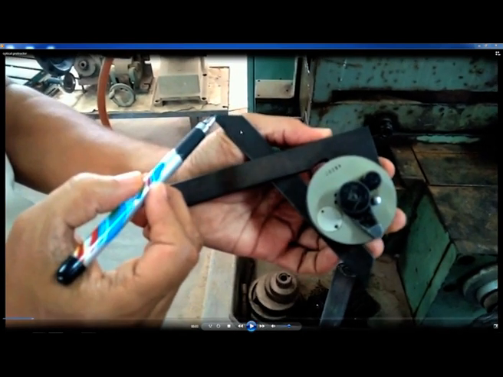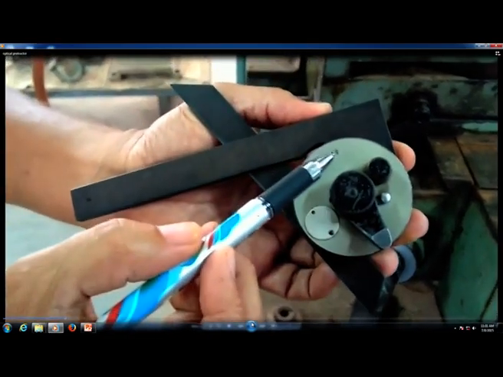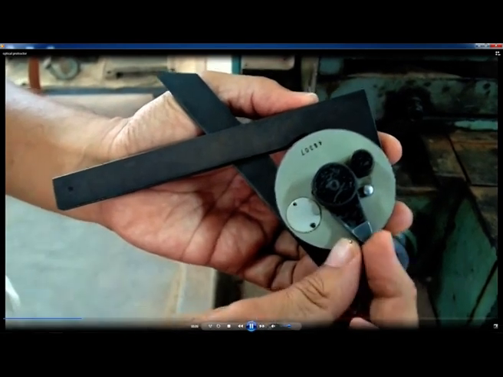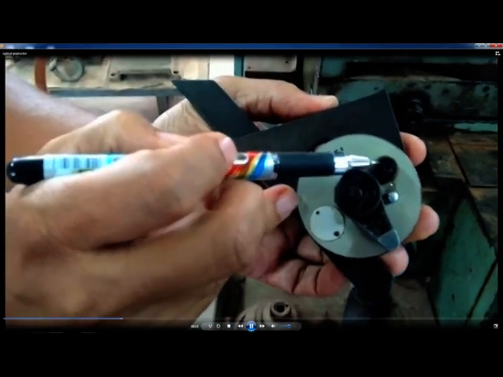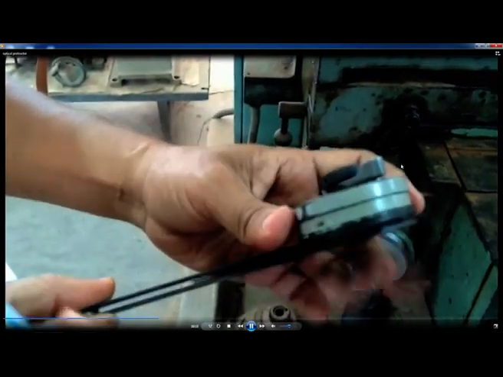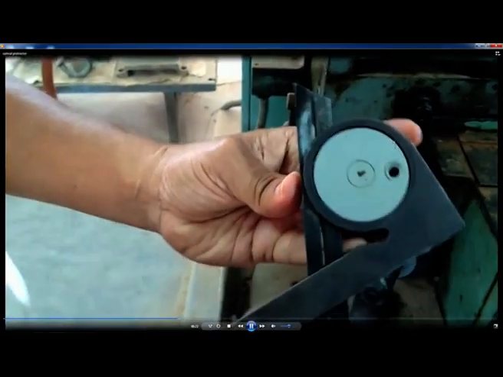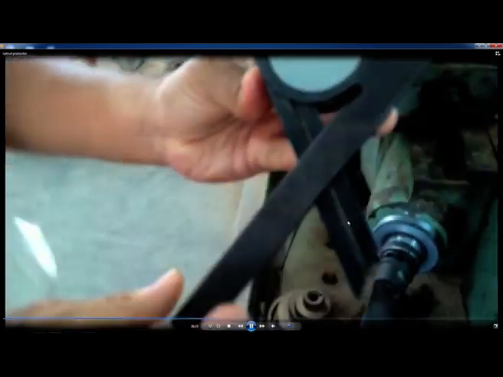So, we have this slidable blade and this is the fixed blade. This is the body clamp for clamping the blades and peeping hole through which we can take the readings. The back side view of the optical protractor.